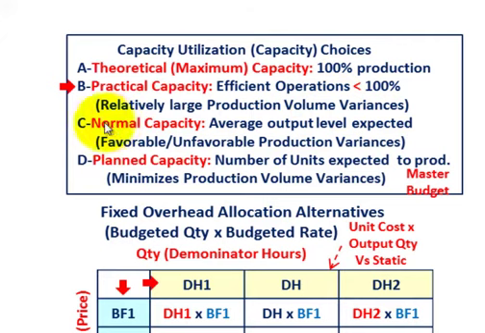Now, there's another choice here. That third choice would be your normal capacity. And this is where you're going to have some average output level that's expected. And in the case of your production volume variances, in some periods you're going to have favorable production volume variances, and other periods you're going to have unfavorable production volume variances. So that's for your normal capacity. So we're going to key in on those production variances and talk about those.